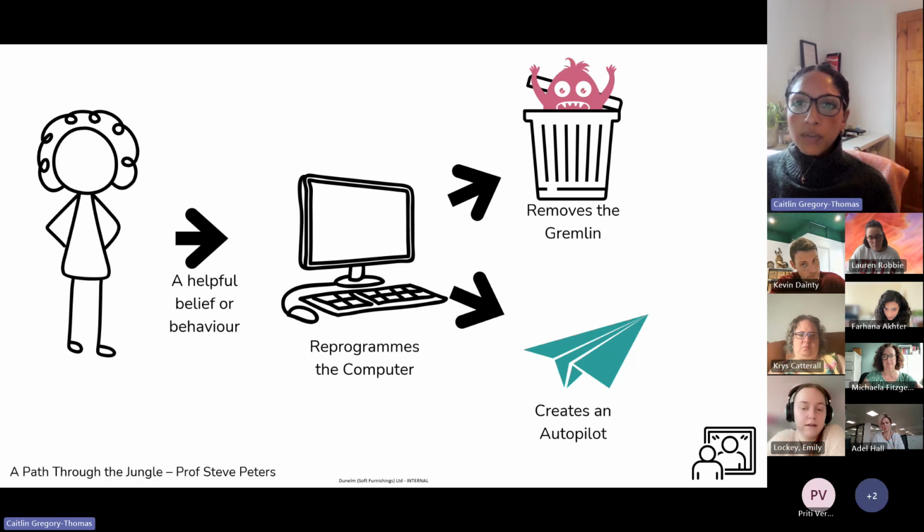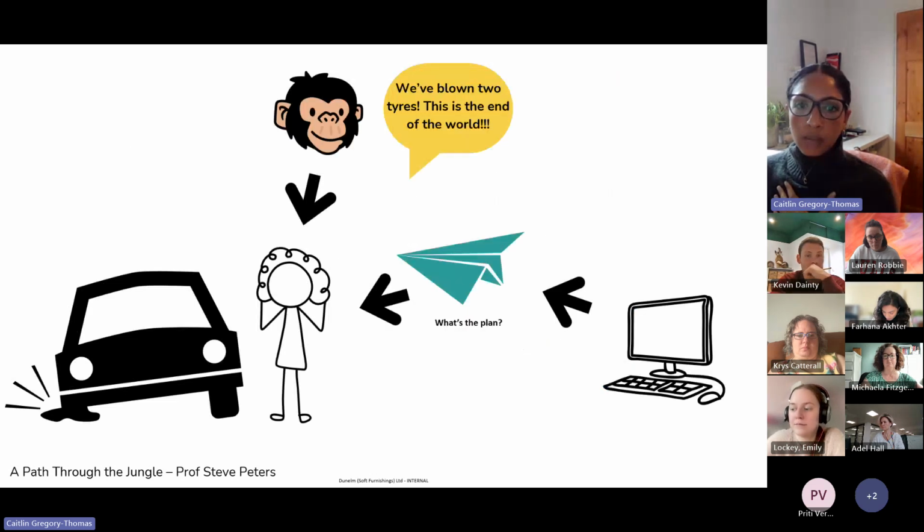Then we need to decide what beliefs or behaviours we want to replace them with. So the positive things that we want, those autopilots. Once we recognise an unhelpful belief or behaviour, we then need to replace it with a helpful truth or a helpful behaviour that actually resonates with us. We've got a quick example before we have a look for ourselves.